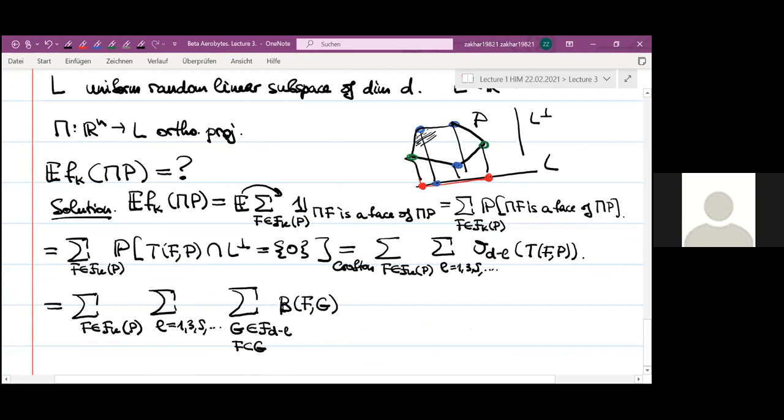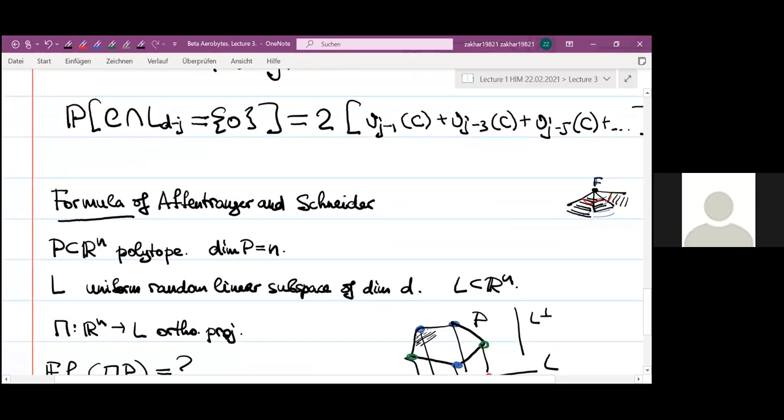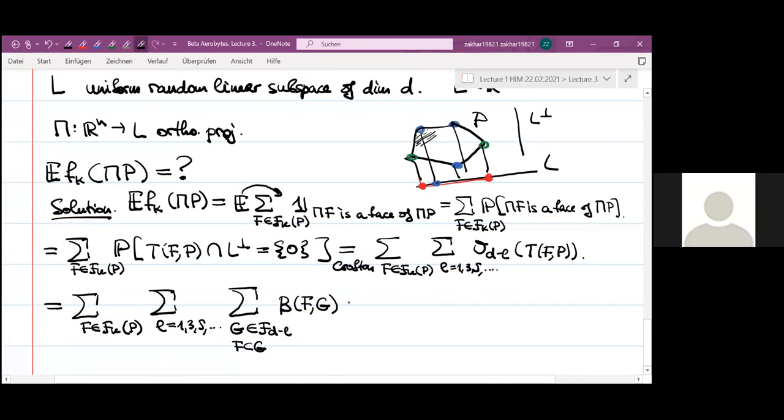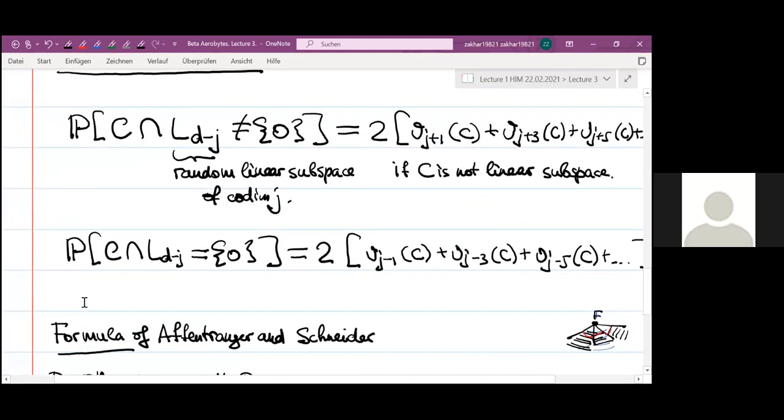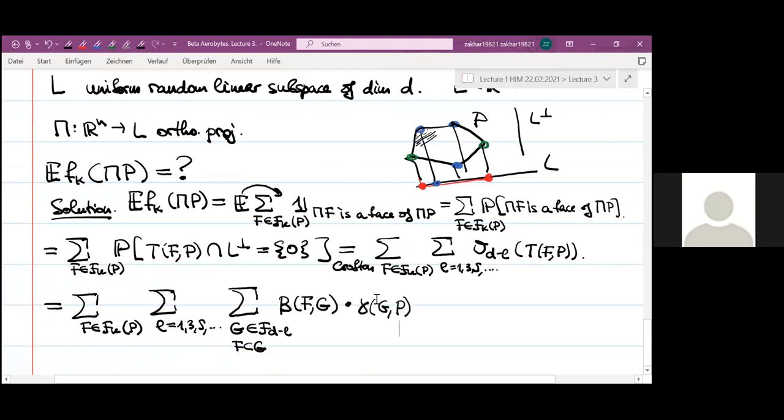this is the angle of the face of the tangent cone, but then we also have to multiply by the angle of the dual cone, or by the angle of the corresponding face of the dual cone. And it is called gamma of J P, and gamma of J P is the external angle of J in P.